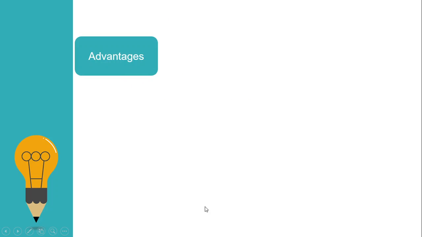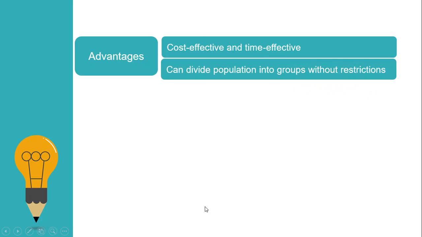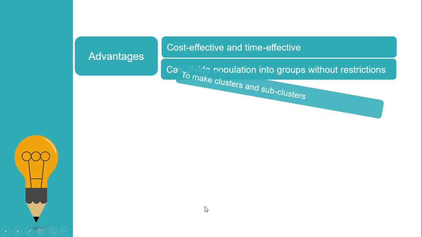The advantages of this sampling are that it is cost effective and time effective, because this method helps cut down the population to smaller groups, and we choose the sample by different stages. It can divide the population into groups without restriction, so it allows the researcher to apply cluster or random sampling after determining the group. So that's why these are the advantages of this method.